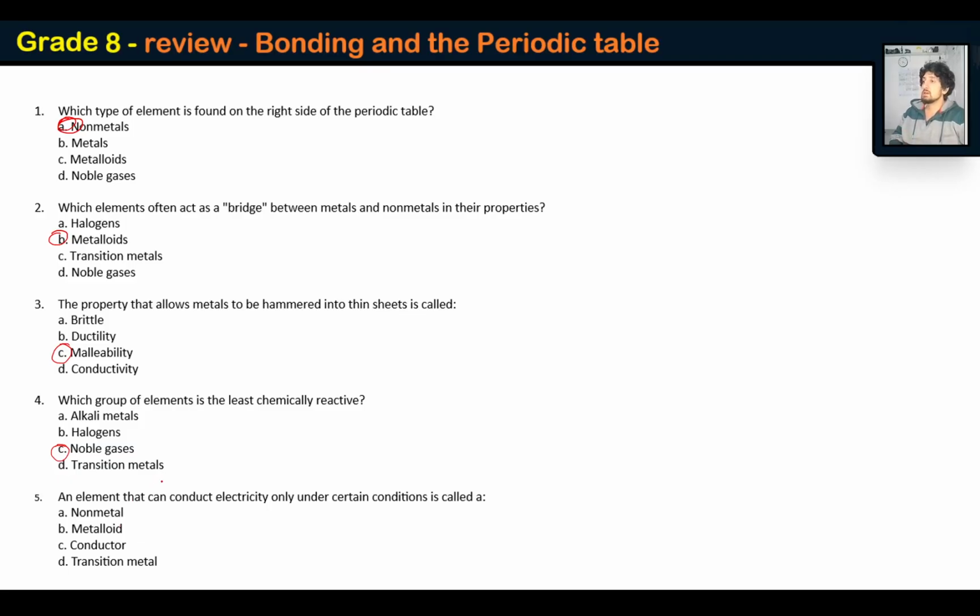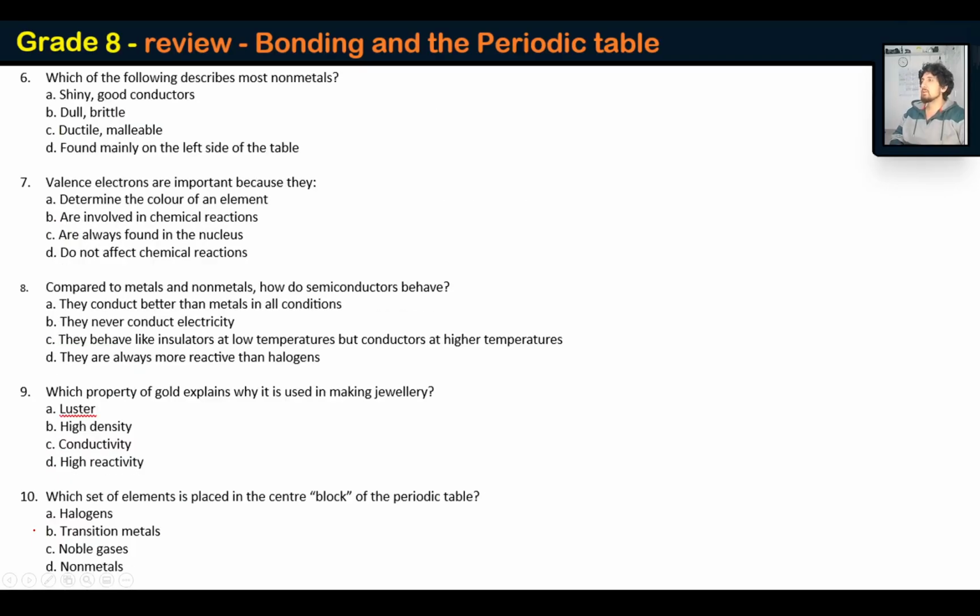An element that can conduct electricity only under certain conditions is called what? The key to answering this question is this part here, only under certain conditions. It doesn't conduct electricity all the time, only under certain conditions. So what we're looking for here is a metalloid. Yes, metals do conduct electricity, and yes, nonmetals don't, but now we're talking about a set of elements that conduct electricity, but only under certain conditions. Those are the metalloids. Moving on.